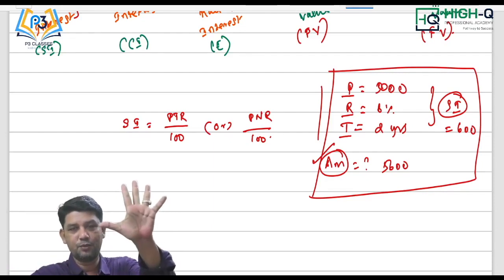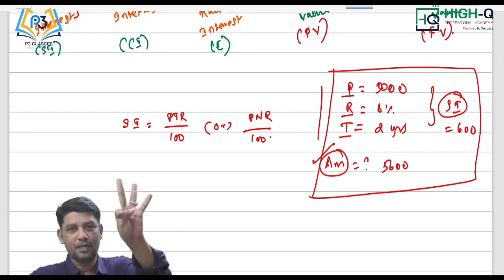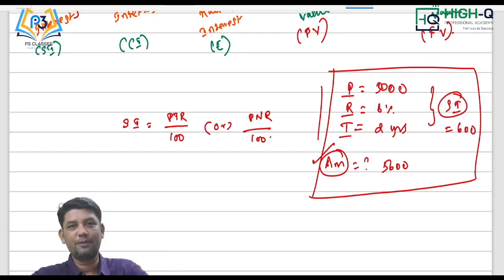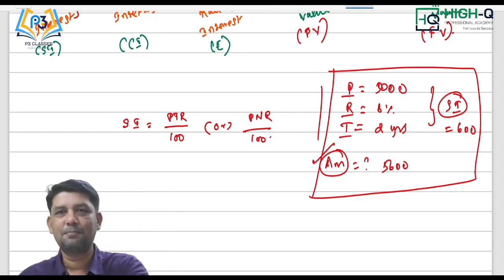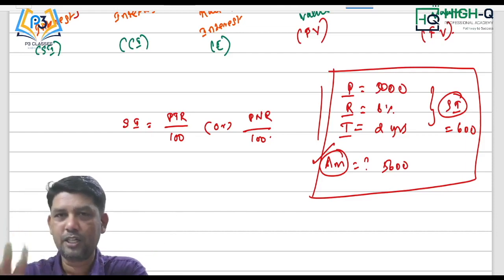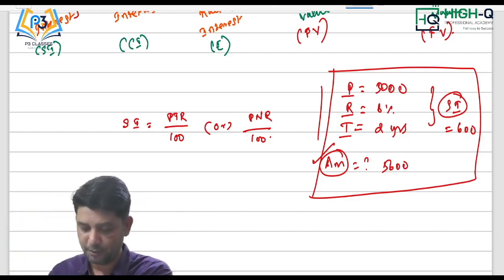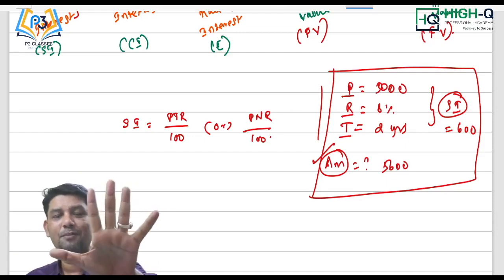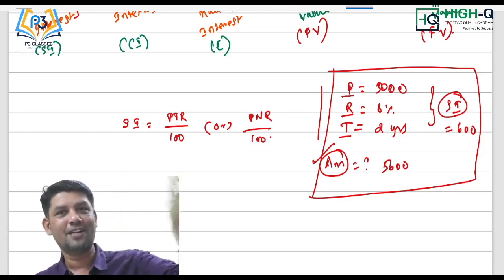5 pieces of information, once again I'm telling you: principal, rate of interest, time, then amount, then simple interest. In this entire simple interest chapter, only these 5 pieces of information are available in the questions. Not more than that. So for any question you read, you need to find out what information is given, and accordingly we have to do it.